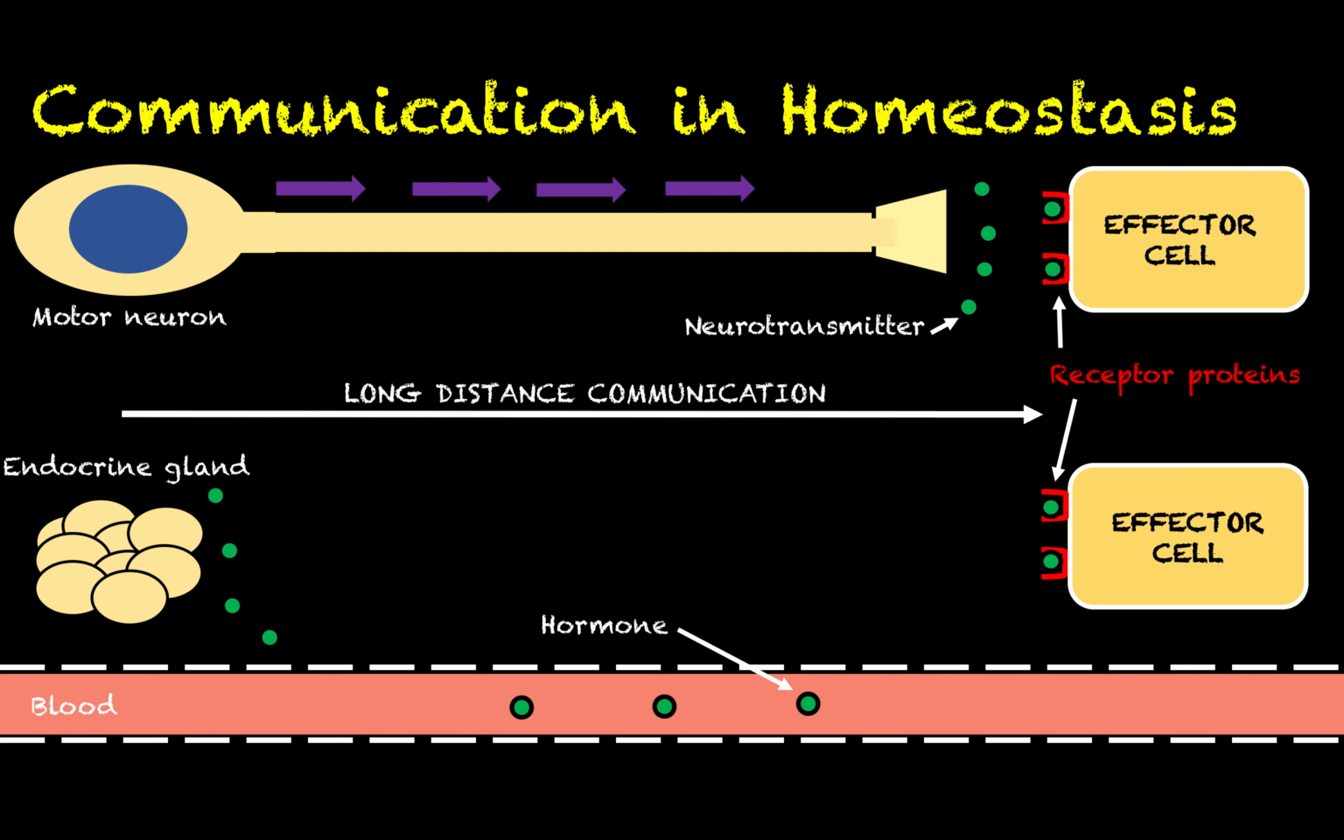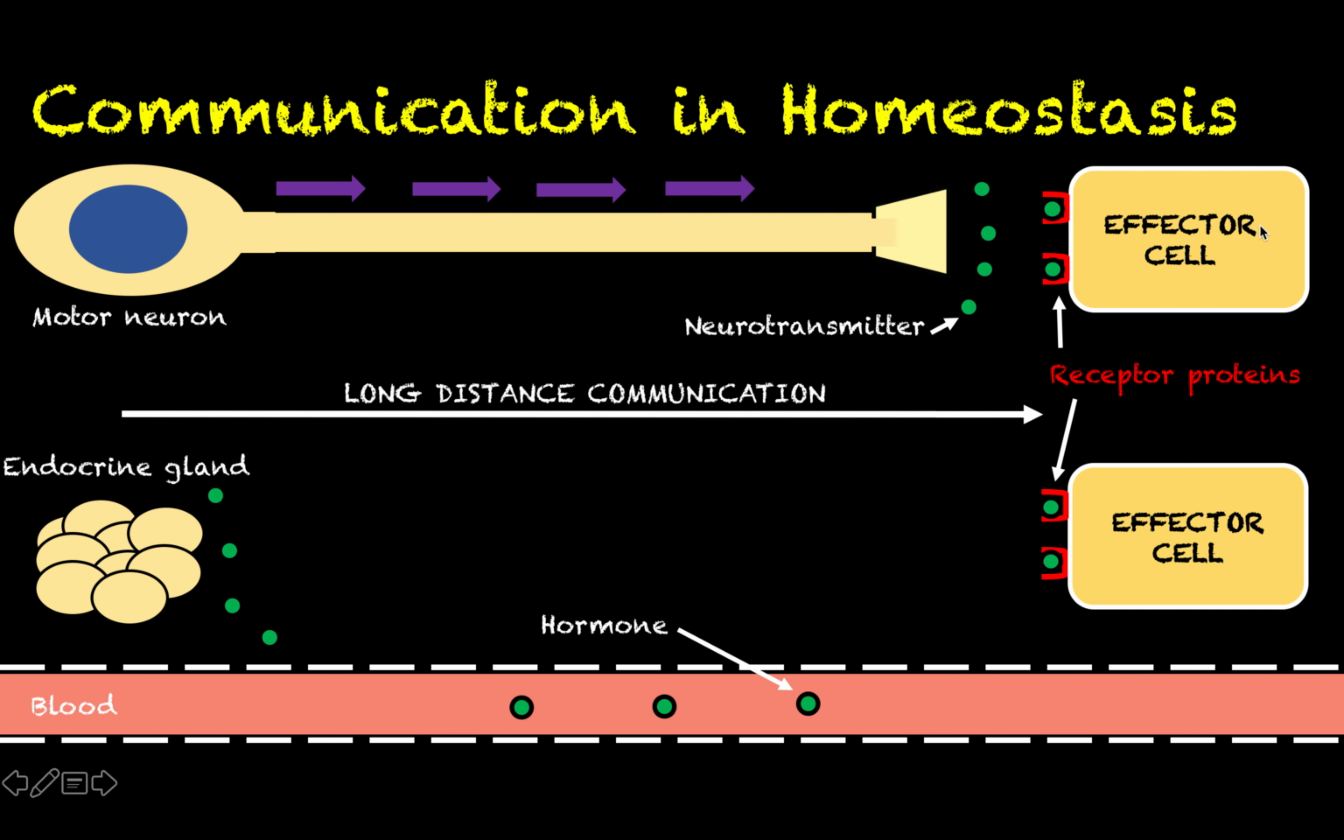Now, the common thread I want you to notice here is that both of these are forms of long-distance communication, and despite their differences, both forms of long-distance communication, whether it's a neural message or a hormonal message, involve a chemical signal binding to receptor proteins on the effector cell. That is absolutely essential to producing the response to the initial stimulus.